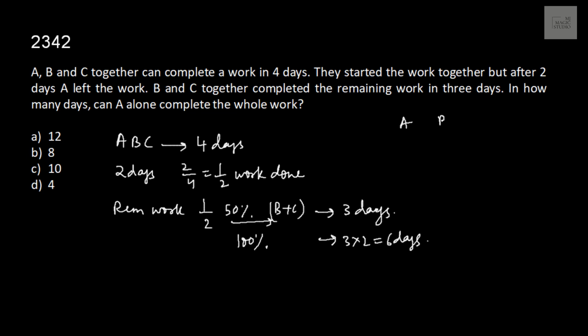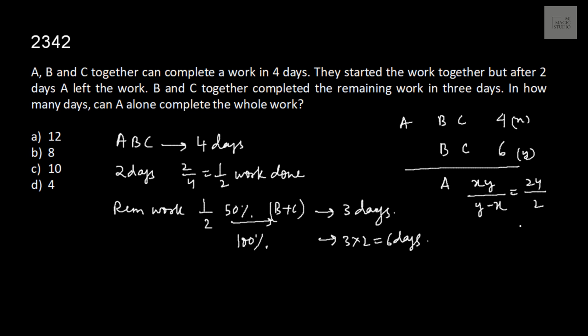Now we can see A, B, C together can do the work in 4 days. B and C together can complete the work in 6 days. In how many days can A alone complete the whole work? If I subtract this from this, I would be able to get the answer for A, isn't it? And we know the formula for subtraction. It is simply xy upon y minus x. This is x, this is y. 6 into 4 is 24. 6 minus 4 is 2. That gives 12. A would be completing the entire work in 12 days working alone. Option A fits in.